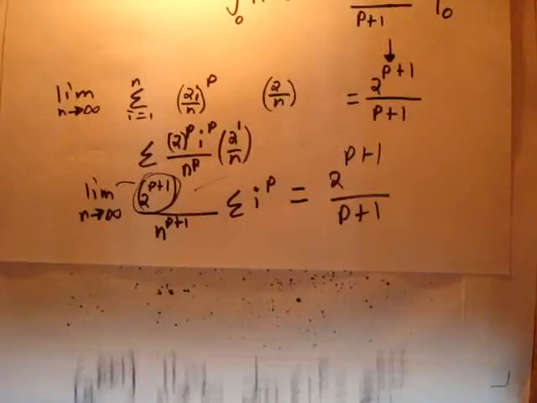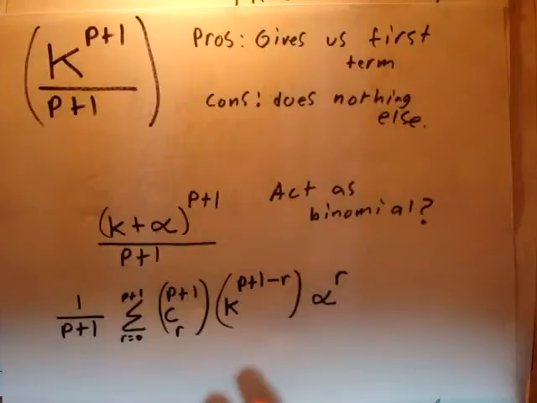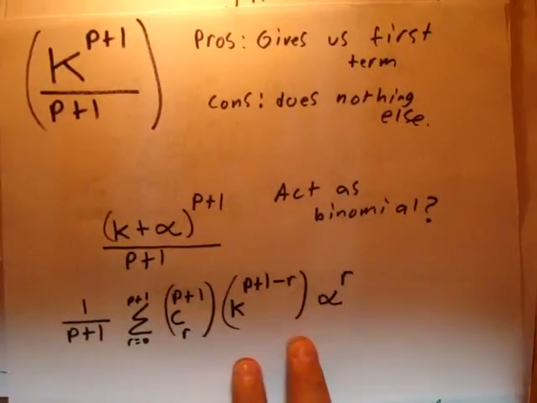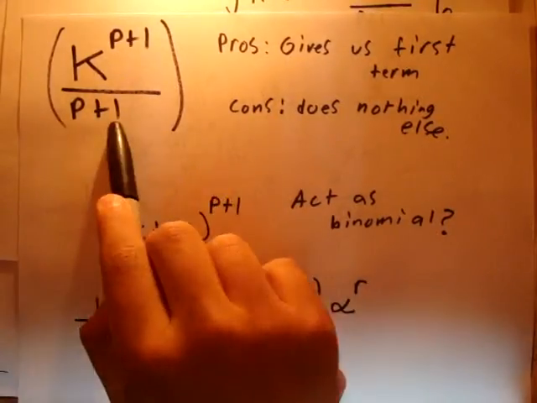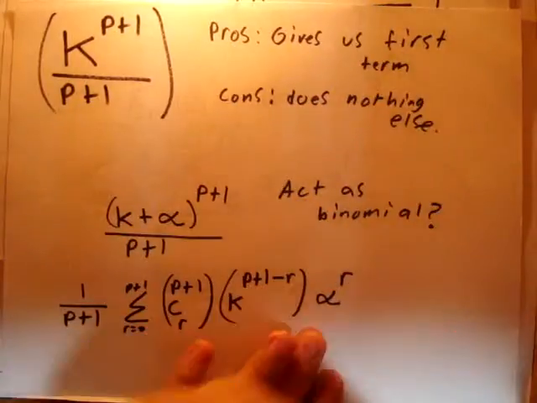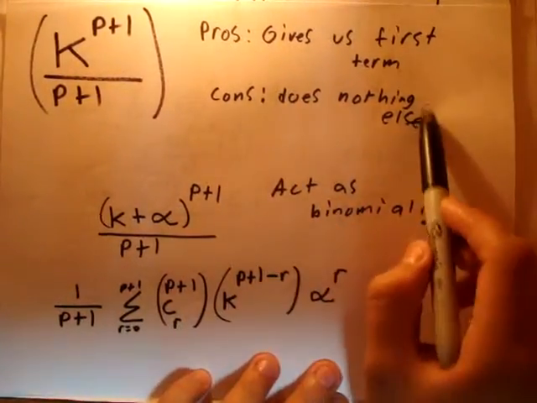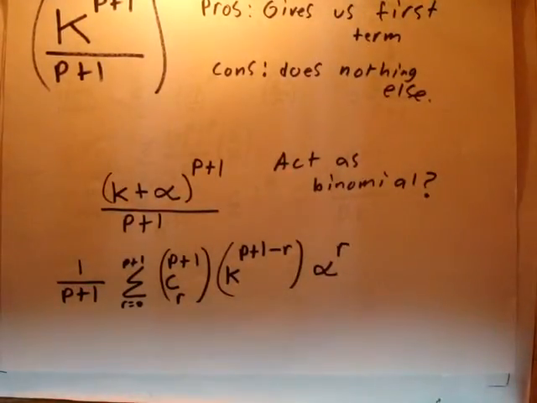Okay. Now going back to the actual video, Bernoulli numbers. This is where the connection comes from. So, for example, we derived the following: k^(p+1) divided by p plus 1. The pro gives us the first term of any p power, and the con, it does nothing else. Now it does something more, but other than that, it's limited.